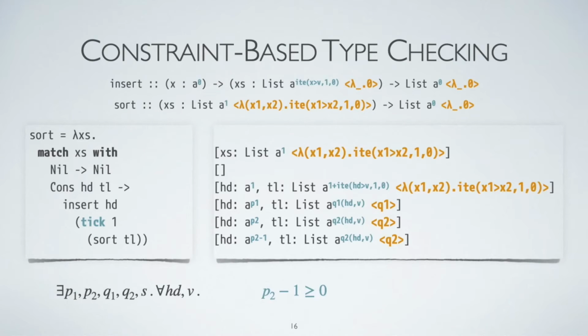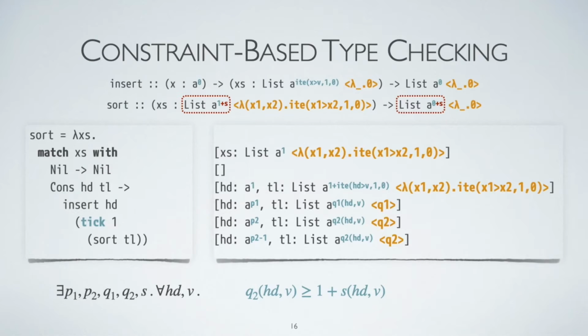Finally, the type checker generates constraints for function calls. For the call to sort, we assume that the type parameter A is instantiated with an unknown potential annotation S, which is used to thread some potential to be used by the later call to insert. Similarly, we use the signature of insert to generate a constraint on S.